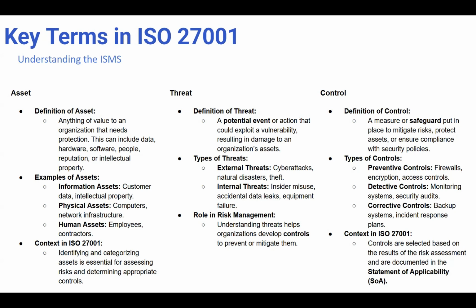Now, in ISO 27001, controls are selected based on the results of a risk assessment, and you make sure that you document that in your statement of applicability. These we'll definitely go through in more detail in subsequent videos.